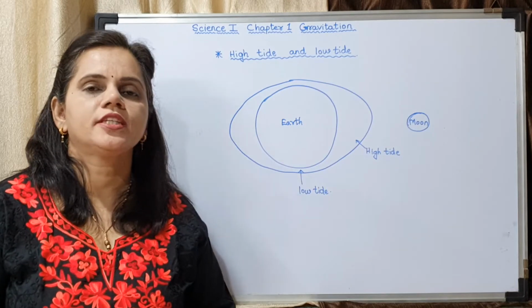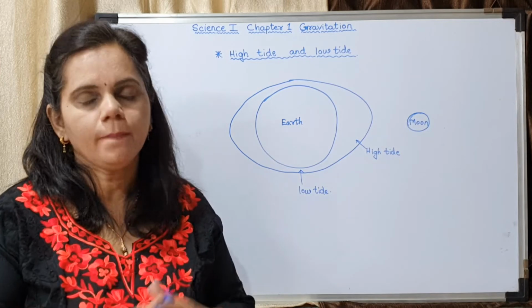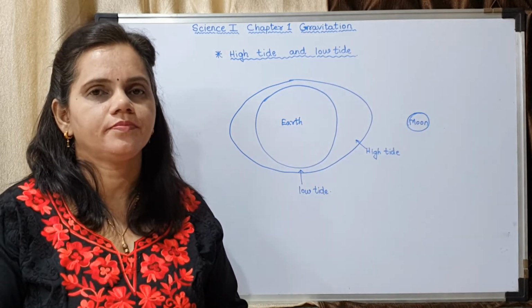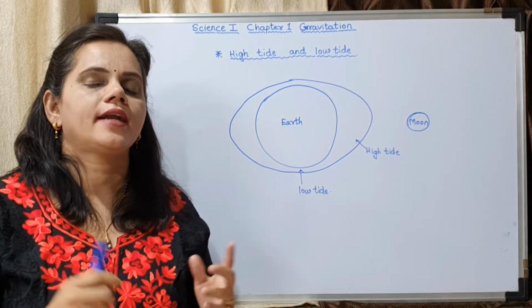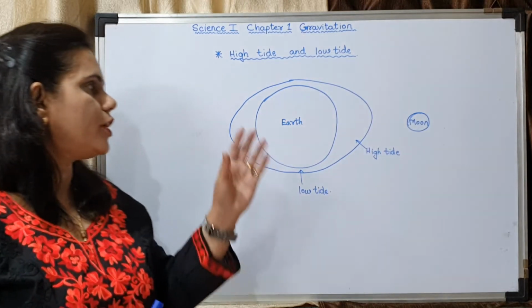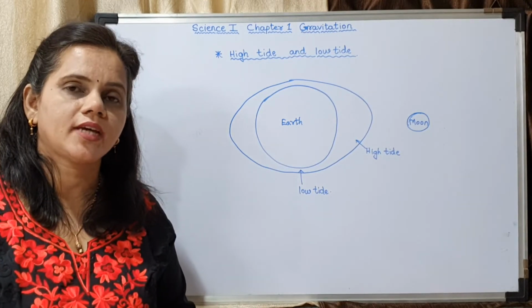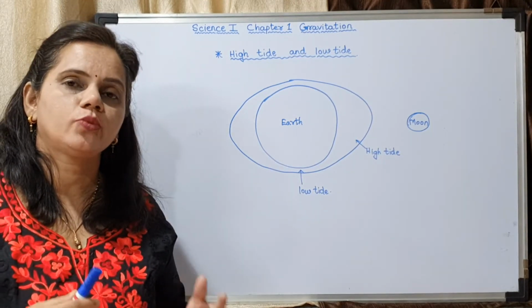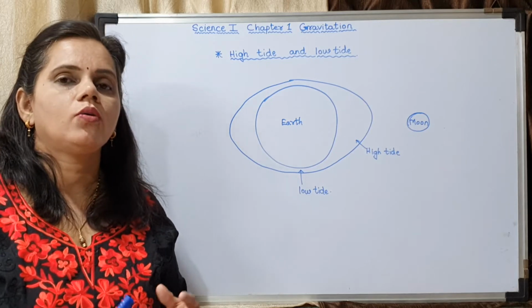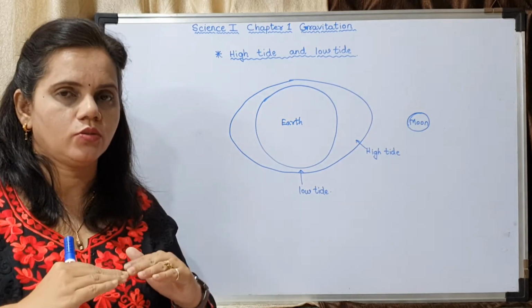Now in the textbook there is one topic, high tide and low tide, a box of Do you know. It is a 2-mark question generally asked. Write a note on high tide and low tide. Now what do you mean by high tide and low tide? You might be familiar with these terms. It occurs twice a day. High tide is when the water comes up and low tide is when the water goes down.